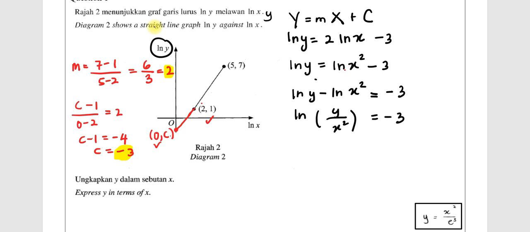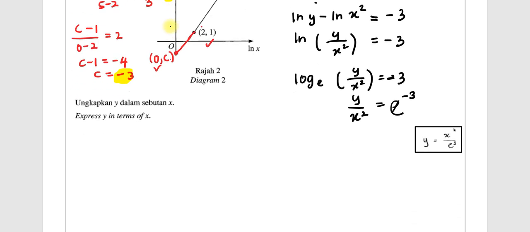Okay, so now what is ln actually? Ln is log e, correct or not? And then we have log something equal to a number, so convert this into indices form. How is it so? This base e becomes the base of the indices, and the negative 3 becomes the power, and y over x square remains here.